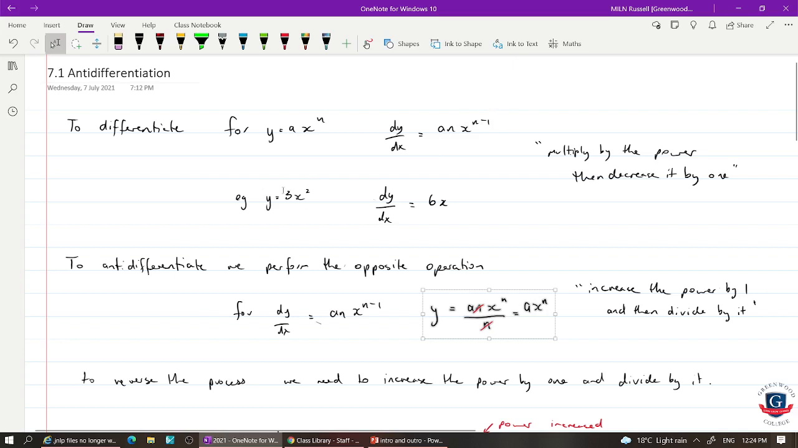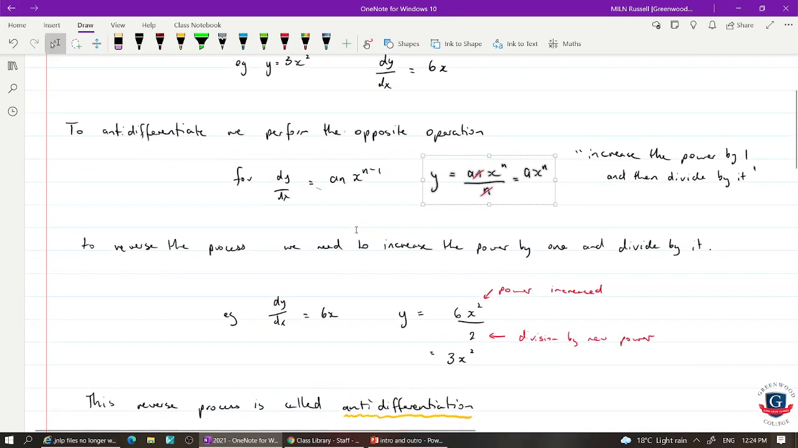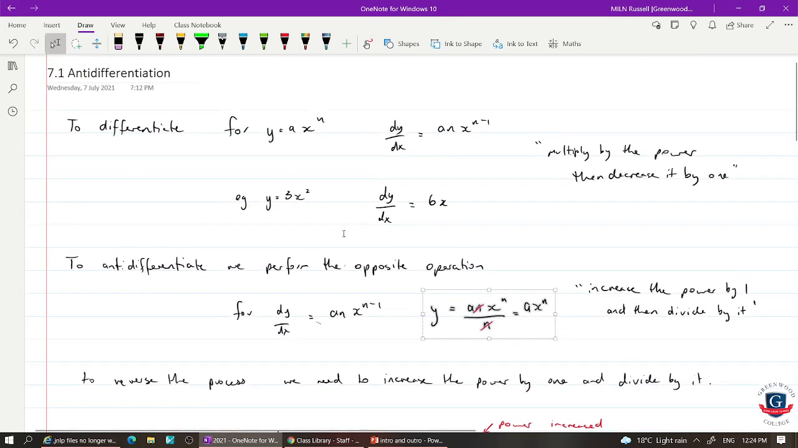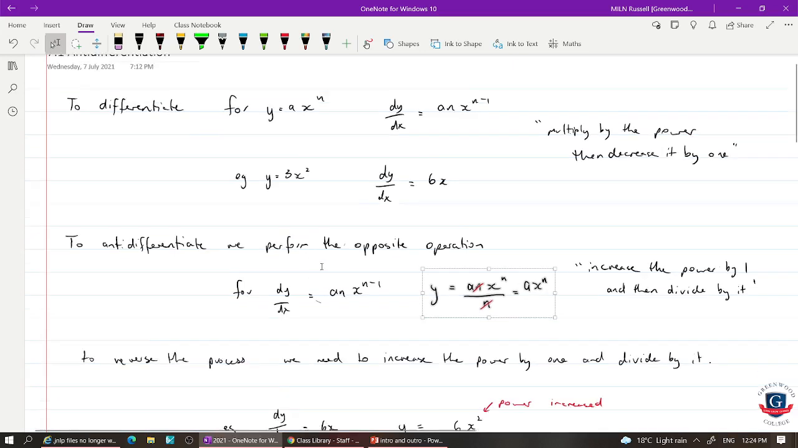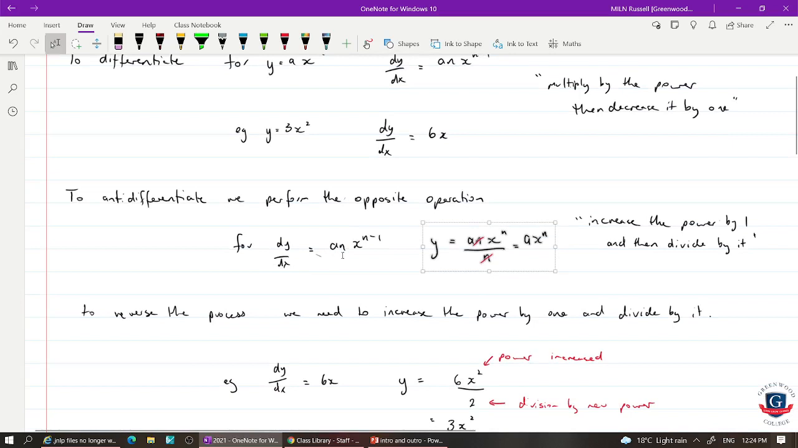So if we had y equals 3x squared, multiply 2 by 3 gives us 6, reduce the power by 1 is x to the 1, which is just x. Easy enough. Now to antidifferentiate, we're going to perform the same operations in reverse order. So rather than decrease the power, we're going to increase the power. Rather than multiplying, we're going to divide. So if the derivative is a n x to the n take 1, then the original function is going to be y equals ax to the n, and the n's will cancel.